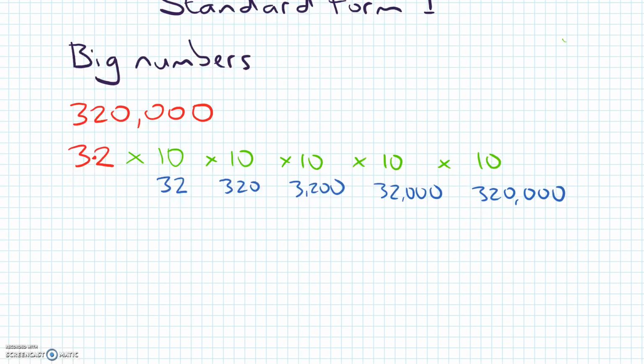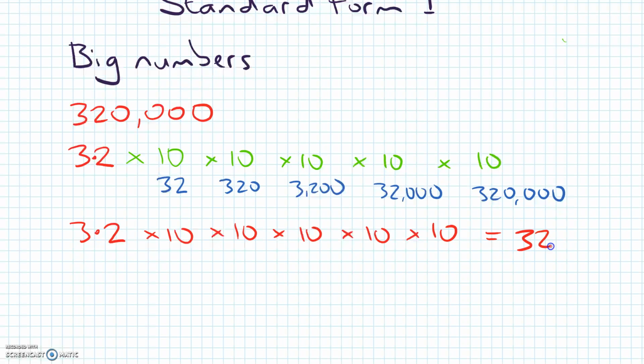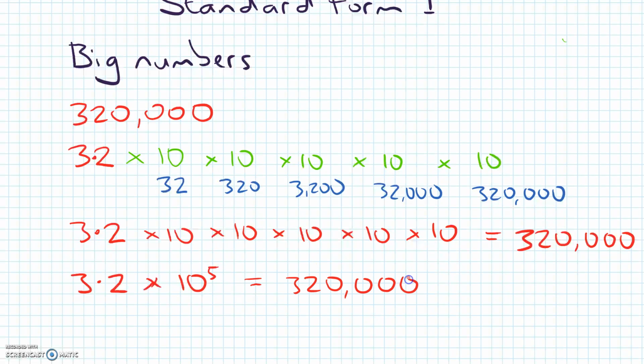So in other words, we've really said that 3.2 times 10 times 10 times 10 times 10 times 10. So times 10 five times is exactly the same as our starting number, 320,000. But we also know that we could represent that 10 times 10 times 10 times 10 times 10 using powers of 10. We could say that 3.2 times 10 to the power of 5 is equal to 320,000. So we've expressed 320,000 in standard form, 3.2 times 10 to the power of 5.